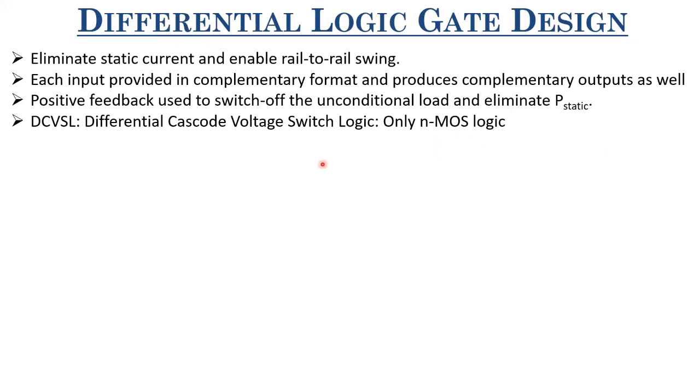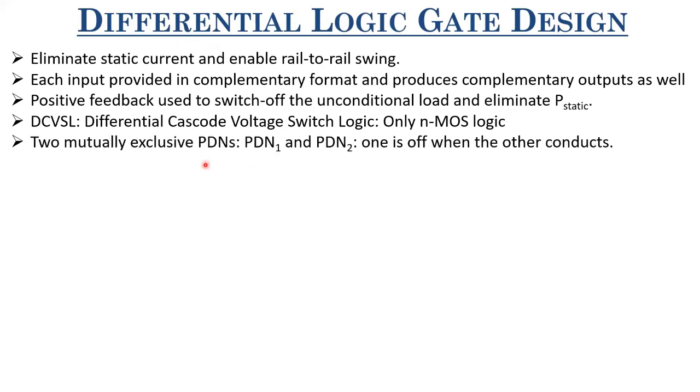Here is how you can design a DCVSL. You will have 2 different pull-down networks. You will have 2 mutually exclusive pull-down networks, PDN1 and PDN2. They are dual of each other, so only one is on at a time. One is off when the other conducts. Both pull-down networks are designed mutually exclusive, such that only one of them conducts and the other one remains off.